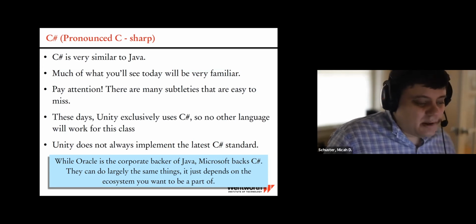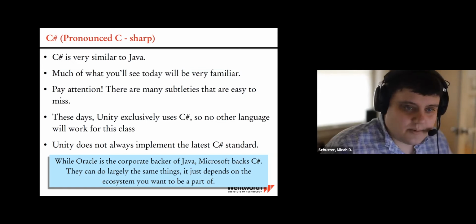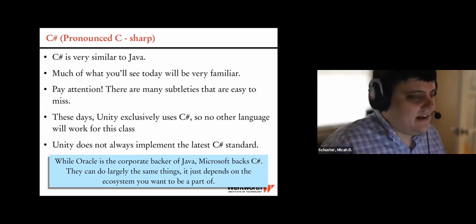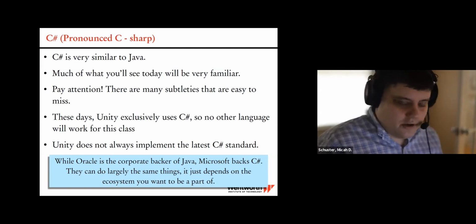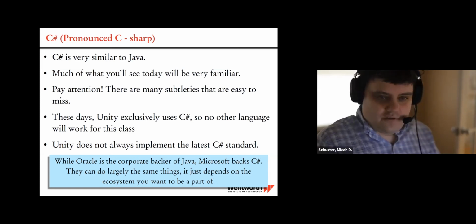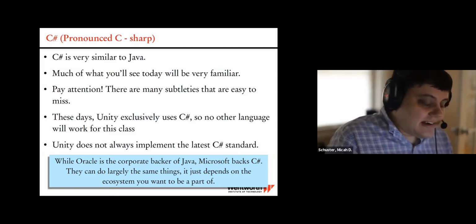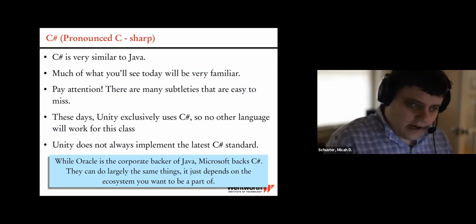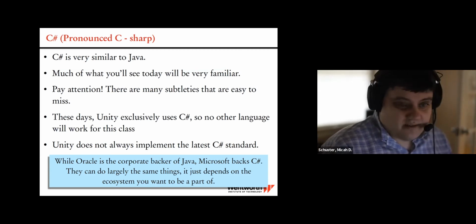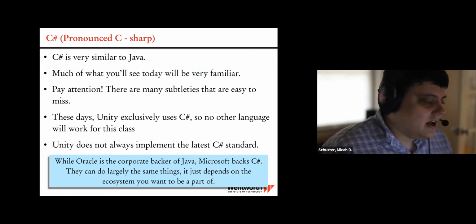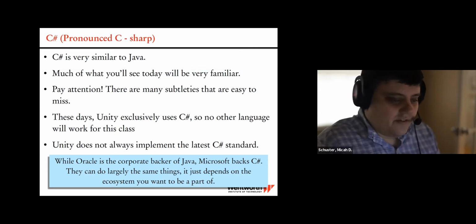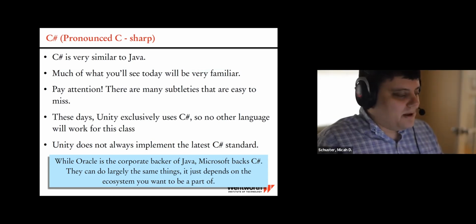Unity does not always implement the latest C# standard. So if you're looking around on the internet, you see that C# 10, sometime in the future, is going to have this cool new feature that'll make things a lot easier. That does not guarantee that Unity is going to support that. That's something that you will want to check on. Potentially, Unity may not support a brand new feature in a C# standard until years later. That's typically the way these things go. So don't expect the brand new features of the language that you hear about to be ready to go in Unity right away.